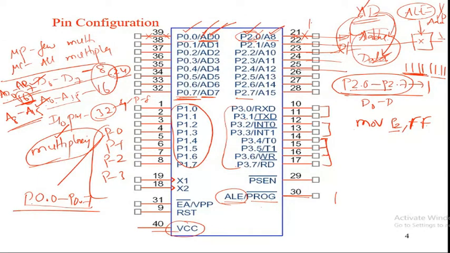Okay, right. Next, coming to X1, X2, these are the clock signals. X1, X2 represent the external clock signals.